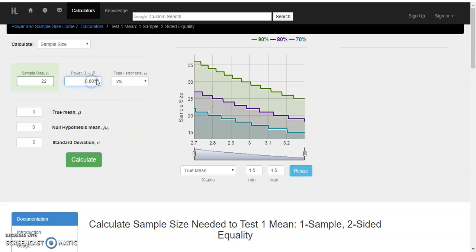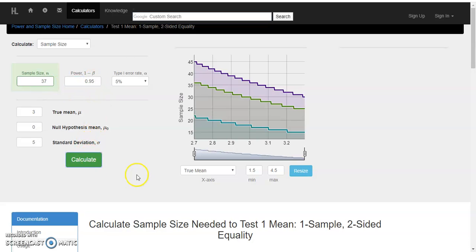Now, just to kind of demonstrate here, if you want higher power, let's not double it. Let's say you want 0.9, power 0.9, then you got to get some more subjects. So you want even higher power, 0.95, then you got to get 37. And this kind of shows you a nice graph showing sample sizes under different levels of power and how many you would need.